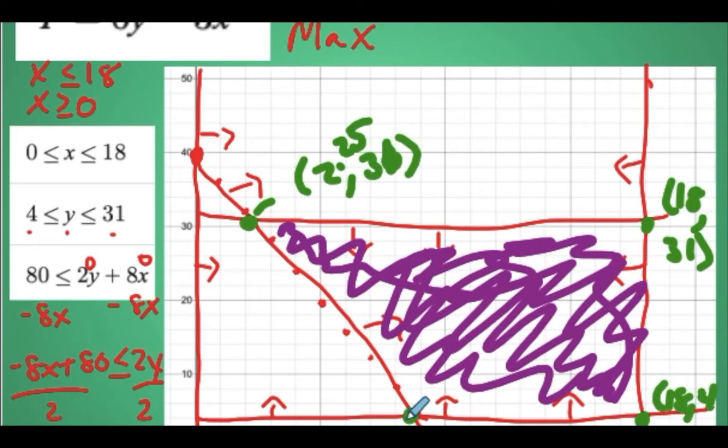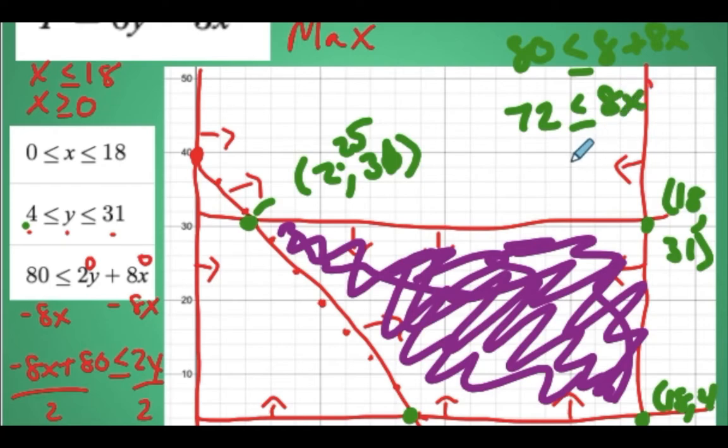This one, I'm having a hard time seeing that coordinate, so I could actually go through and solve and figure that out. So basically what we would need to do to solve is we know the y coordinate is 4, since we're on this red line, which is at 4. So I could just plug in 4 for y and figure out what x is. So I'm going to do that quick. So if I plug that in here, I get 80 is less than or equal to 8 plus 8x. So subtract the 8, I get 72. It's less than or equal to 8x, which means that x is going to be 9. So that means this coordinate here would be at 9, 4.